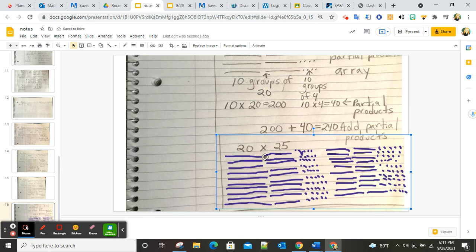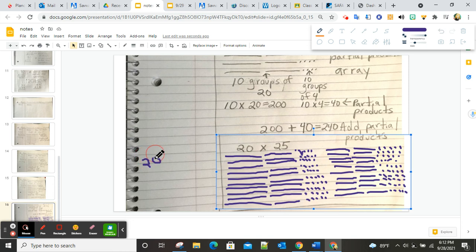So now that I've drawn 20 times 25, it's time for me to think about the partial products. So I'm going to activate my pencil again. 20 groups of 20. Well, 10 groups of 20 is 200. So 20 groups of 20 would be 400. So that's my first partial product, 400.